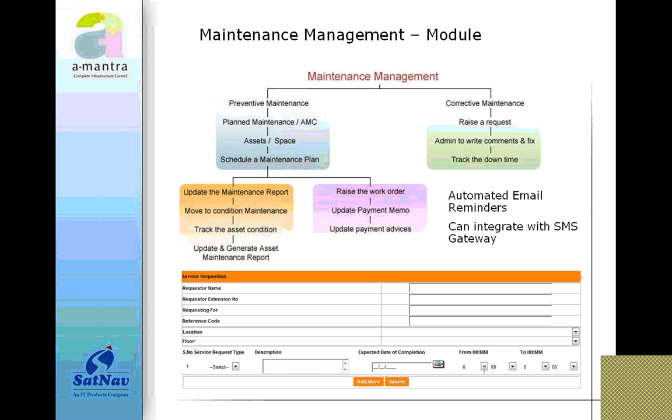There is a corrective maintenance action wherein a person can raise a request on a help desk system, and it goes to the admin team, wherein they can allocate that request to another department, or they can write their comments and fix it. As the facility is based, you can track whatever is the downtime based on the predefined SLAs for a given task. This is backed up with automated email reminders, and you can also integrate it with an SMS gateway.